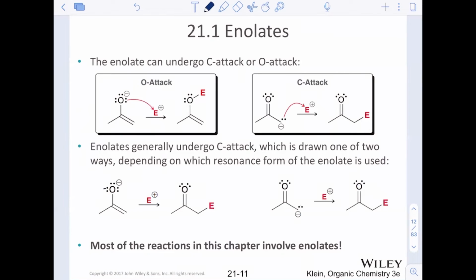So even in this first structure, oxygen would roll its lone pairs back down to create that very stable oxygen to carbon double bond. And then the pi bond would go and attack an electrophile. Specifically, it's the alpha carbon that is taking those pi electrons and picking up the electrophile. Same thing over on the right-hand side. The alpha carbon has the negative charge in this resonance form, and therefore it is the nucleophile. Most of the reactions in this chapter are going to be dealing right here with enolates attacking an electrophile.